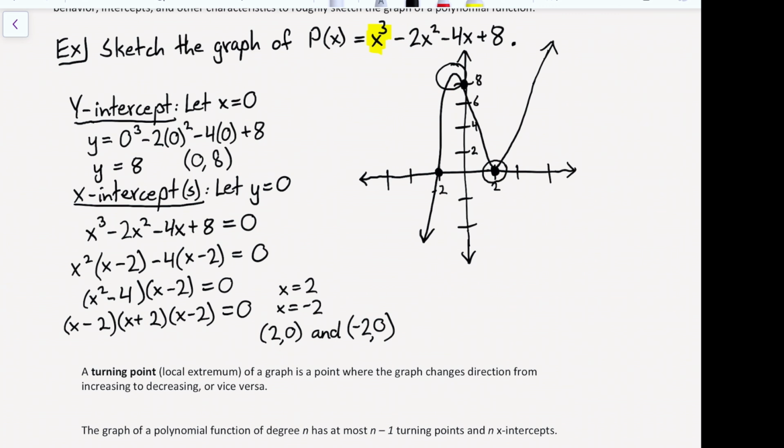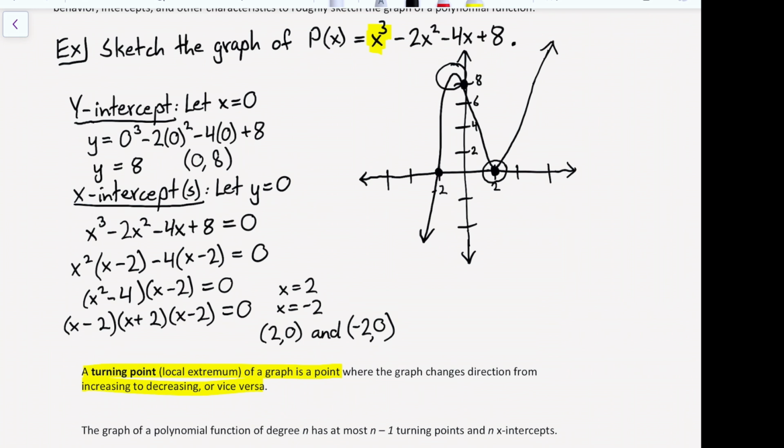There's also kind of a question here. How did I know just to touch the x-axis here and not to cross it? We'll address that in a later video. But I have a rough sketch of our graph in this case. Now I want to talk about one final topic, and that is we can describe the turning points of a graph. So a turning point is a point where the graph changes direction from increasing to decreasing, or vice versa.